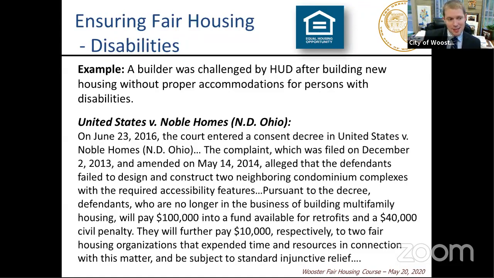In this case, the case ended with a consent decree where the defendants, the builders who are no longer involved in that business, would pay $100,000 into a fund to help make the repairs that had not been made in the first place, and a $40,000 civil penalty. In addition, they paid a further $10,000 to two fair housing organizations that had expended time and resources in order to bring that case forward.